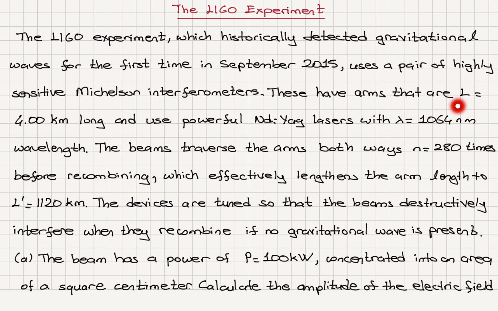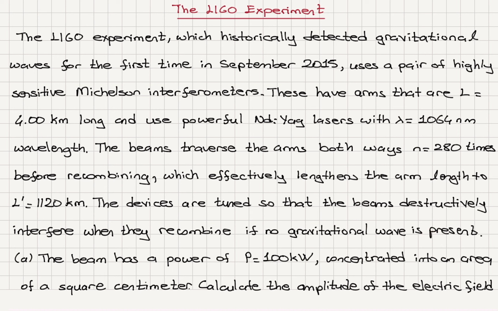These have arms that are capital L equals 4 kilometers long and use powerful neodymium YAG lasers with wavelength lambda equals 1064 nanometers. The beams traverse the arms both ways n is equal to 280 times before recombining, which effectively lengthens the arm length to L prime equals 1120 kilometers. The devices are tuned so that the beams destructively interfere when they recombine if no gravitational wave is present.